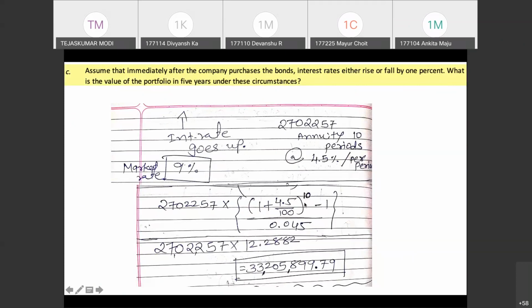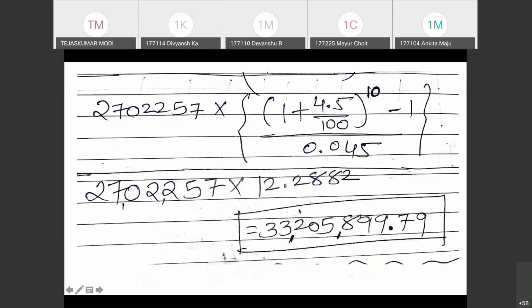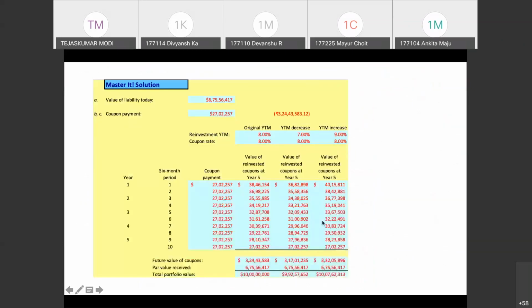ठीक है ना? तो मेरे पोर्टफोलियो का वैल्यू कितना हो जाएगा? 33 million plus, just a second, plus 67 here. So it is more than what I need because the market is giving me more return. Market is giving me 9% return than my coupon, right? तो अब मैं जब कूपन मिलता है तो उसको 9% पे इन्वेस्ट करता हूँ, तो ऑब्वियसली मेरा पोर्टफोलियो का वैल्यू मुझे जितना चाहिए उससे ज्यादा होगा, राइट?